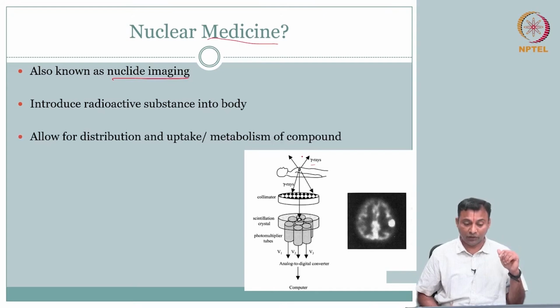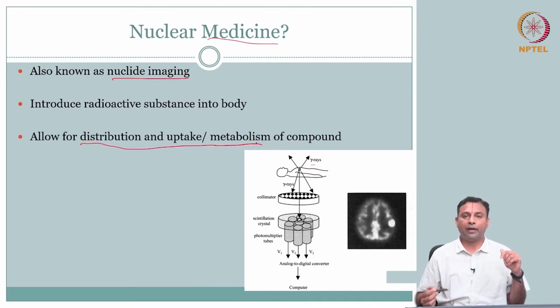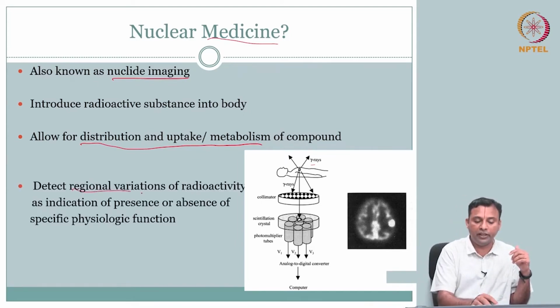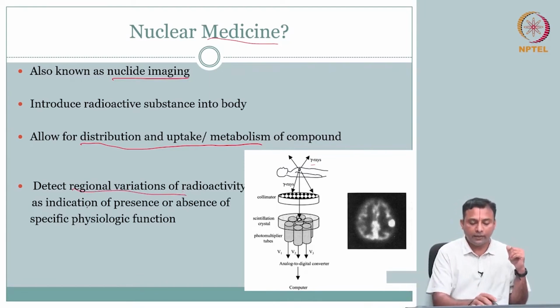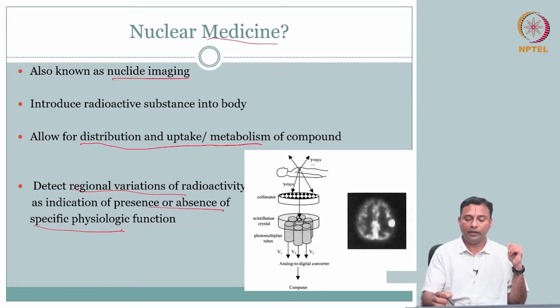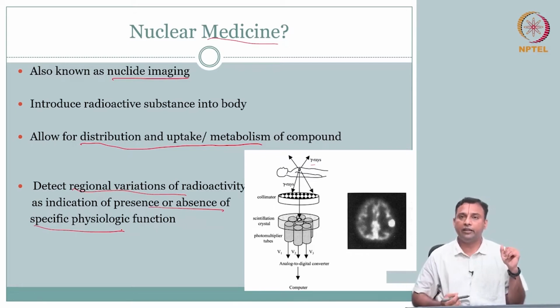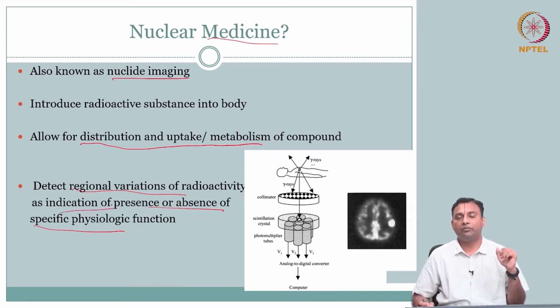That is our interest. So you give some time for uptake and metabolism to happen. After that, you detect the regional variation of this activity, right? And the idea is, the presence or absence of any activity can be tracked by the variation in the uptake. So detect regional variations of radioactivity as an indication of the presence or absence of a physiological function.